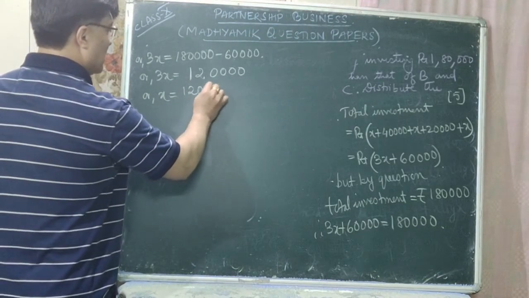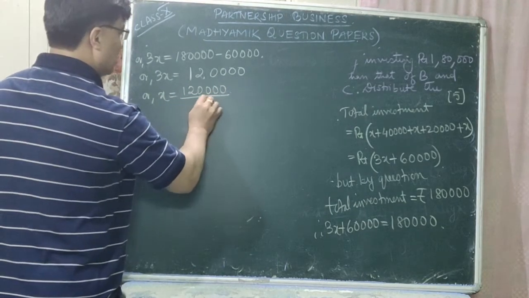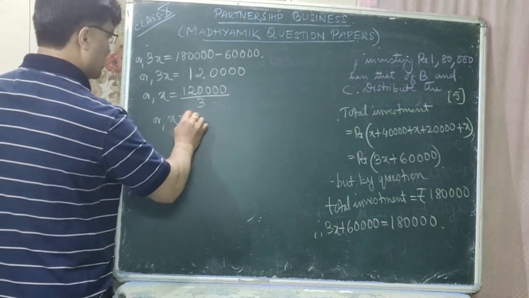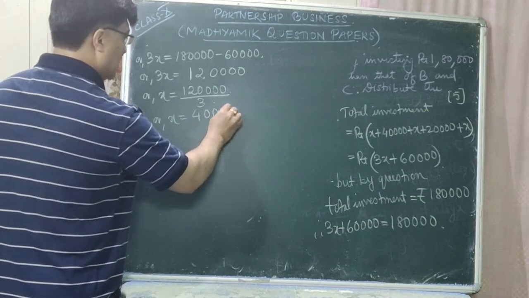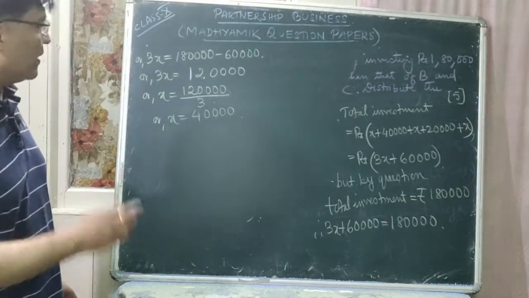So what is the value of x? 1,20,000 divided by 3, or x is equal to this is your 40,000.